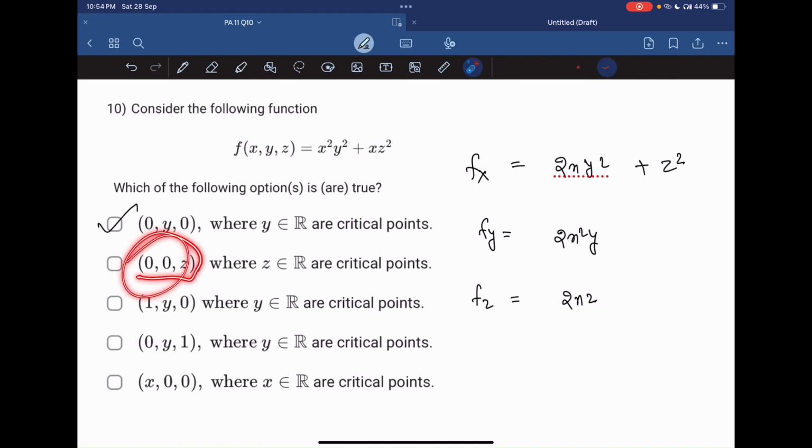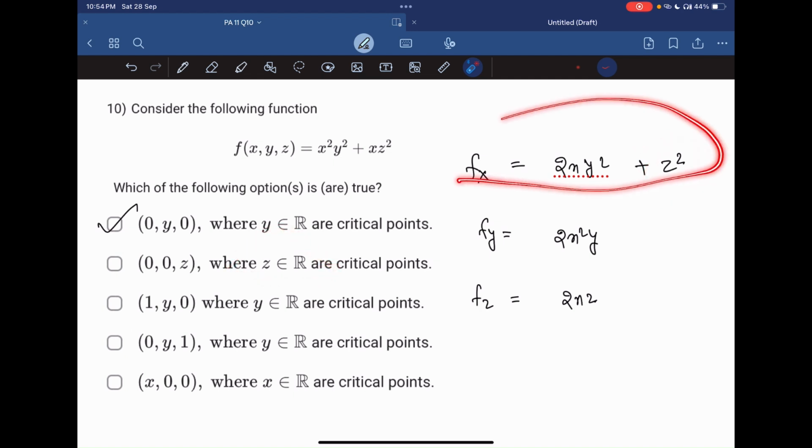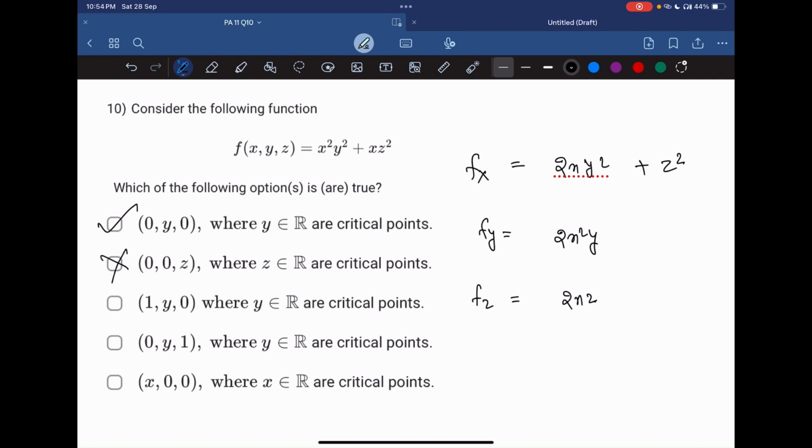Now option 2: 0, 0, z. Let's check. The x and y values are 0, so this term would be 0. But as the z value can be anything, this partial derivative can be non-zero also. So that's why it will not be the critical point. For the third, only z is 0 and x is 1. So again, as x is 1 and y can be any real number, this term can be non-zero. So this cannot serve as the critical point either.